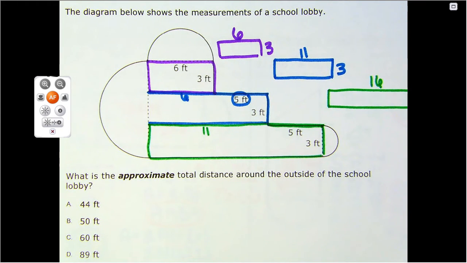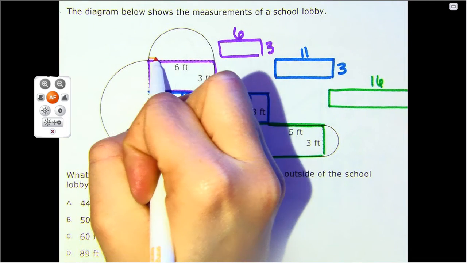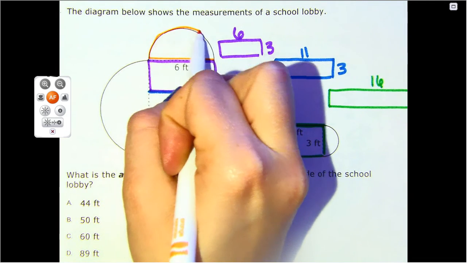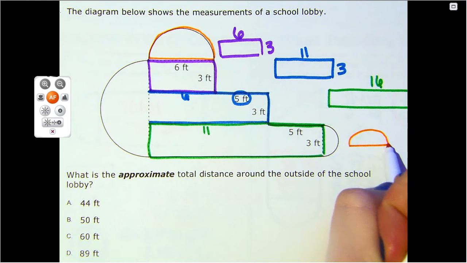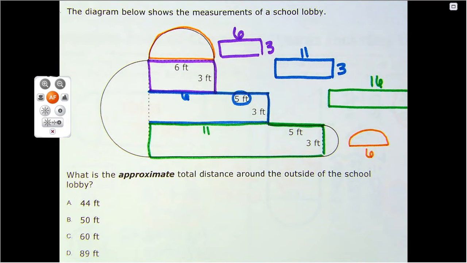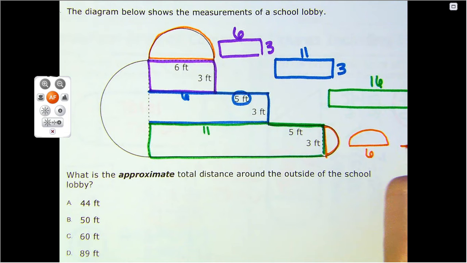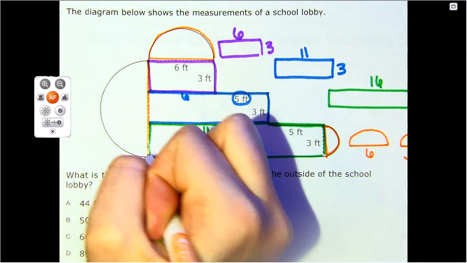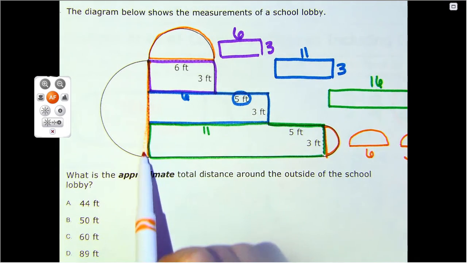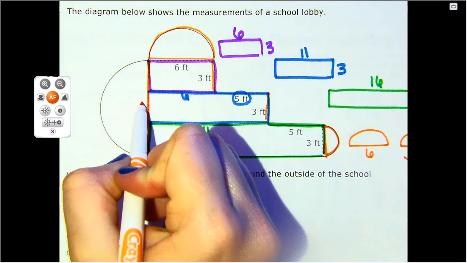And then I'm going to go through and take care of my semicircles. Okay, so the first semicircle that I see has a diameter of 6. Another semicircle I see has a diameter of 3. And then this last one is composed of all the heights. So this whole length is going to be the length of the rectangle. So 3, 3, and 3. So that's a diameter of 9.